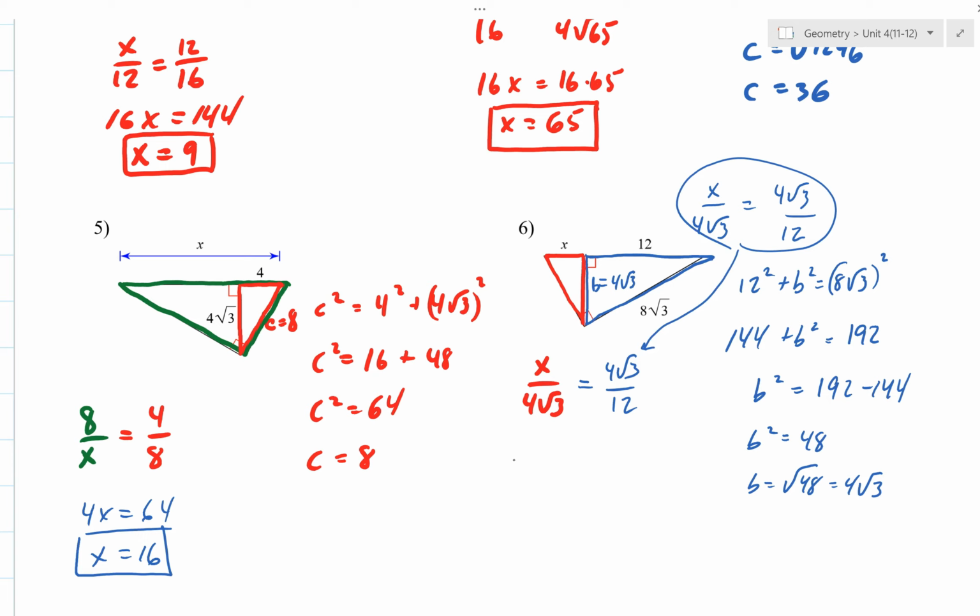So now when we cross multiply, we have 12x equals 48. 4 times 4 is 16. Root 3 times root 3 is 3. So that's 48. And so x equals 4.